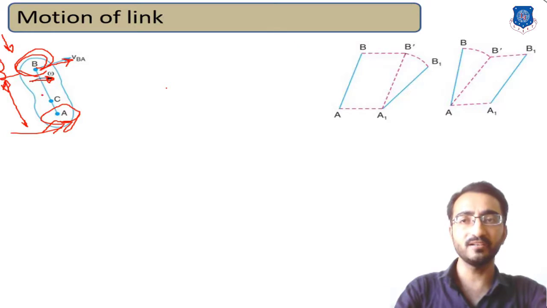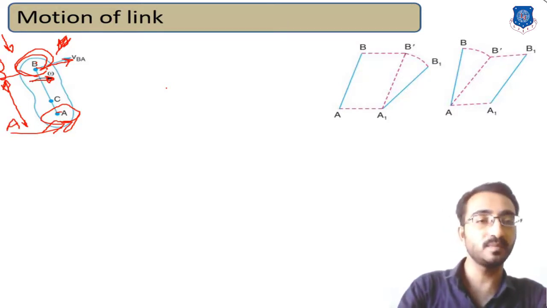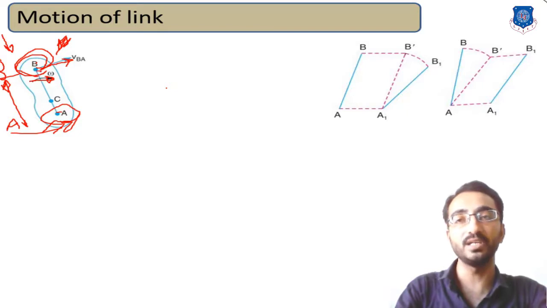If you are considering force, then it cannot move in this direction also, because in that case the distance between A and B will change. So the only possibility in which the distance between A and B will not change is the one in which the motion of point B occurs perpendicular to the line which is joining point A and B. Clear?